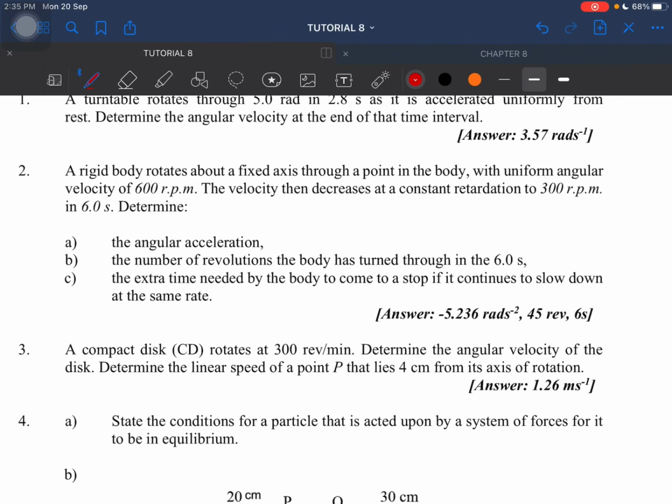Okay, question 2. A rigid body rotates about a fixed axis through a point in the body with uniform angular velocity of 600 revolutions per minute. The velocity then decreases at a constant retardation to 300 rpm in 6 seconds. We have to determine the angular acceleration, the number of revolutions the body has turned through in 6 seconds, and lastly, the extra time needed by the body to come to a stop if it continues to slow down at the same rate.